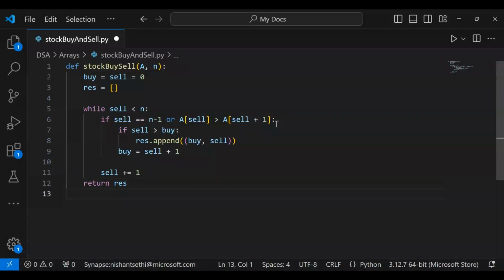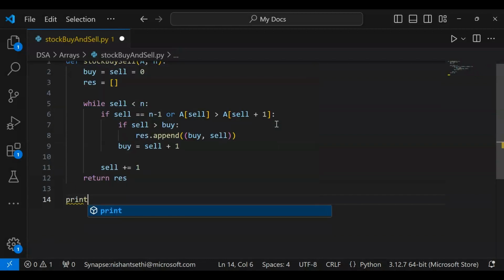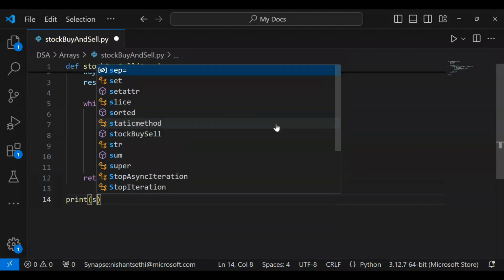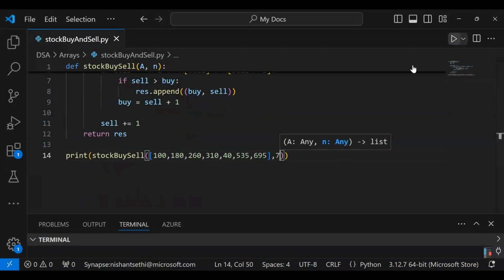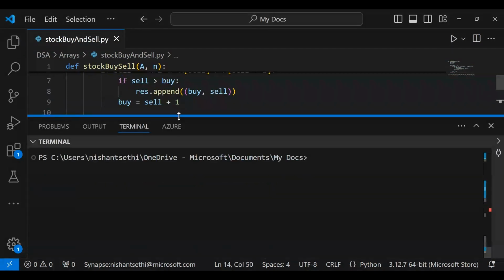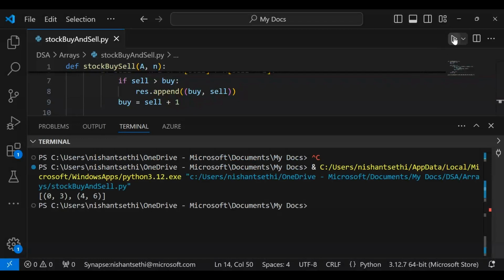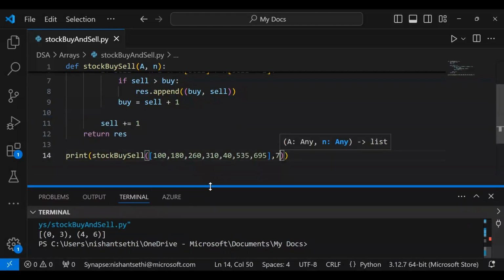Now, maybe what we can do is quickly test this by printing out the result on a sample test case. And I can quickly copy the test case from here. Now, if I run this, let me run again. Yeah, so it gives me the correct indexes of the segments wherein I will be buying and selling my stock, right? 0, 3 and 4, 6, as we had seen while we were explaining the problem, right? So this is the result entirely.